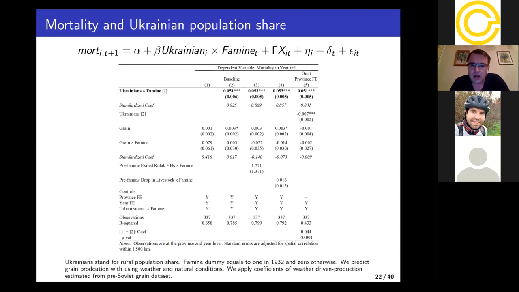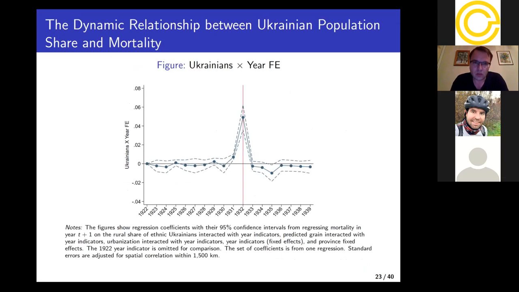In the last column, we remove province fixed effects and add Ukrainians as a variable. And I would like to attract your attention to this negative coefficient, which basically tells you that in non-famine years, mortality in ethnically Ukrainian areas was less, not higher than in other regions.